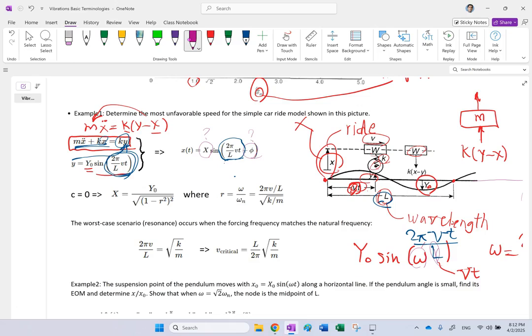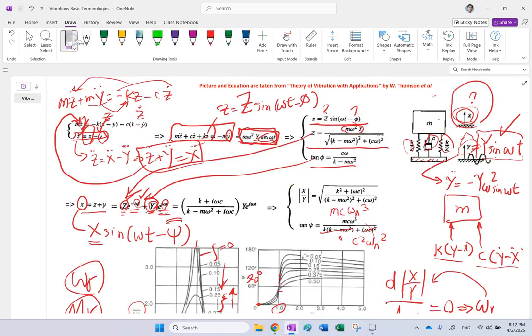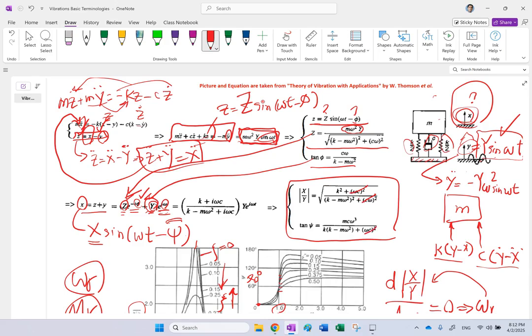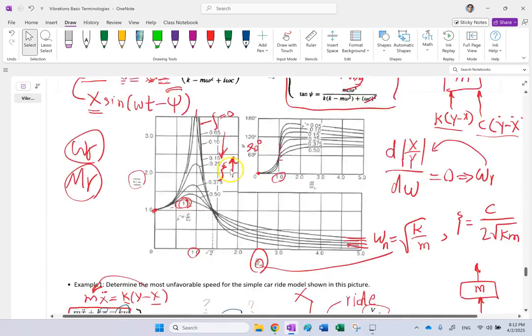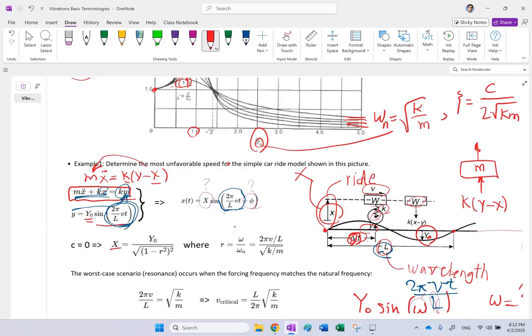But remember, the system has no damping. So if I want to copy these transfer functions that I have up here, I have to remember to set the damping coefficient to 0. So I can use these, except I have to replace C with 0. So wherever there is a C, I can remove it. And wherever there is M, I can have it as W over g, because W is the weight here. If I do that, the magnitude is going to be x over y naught equals what?